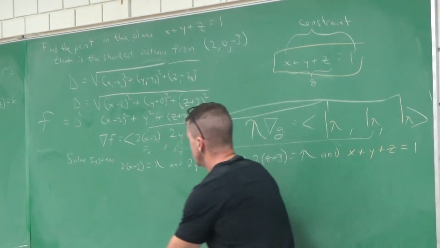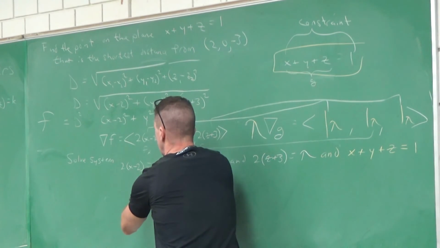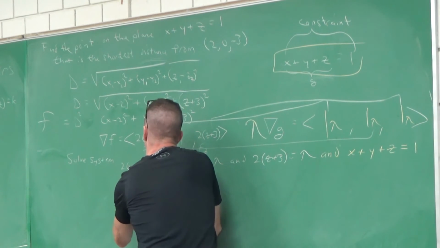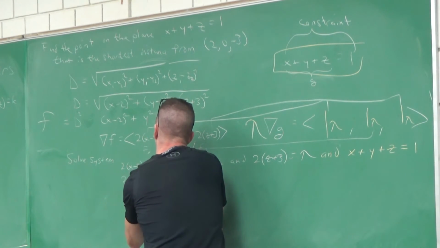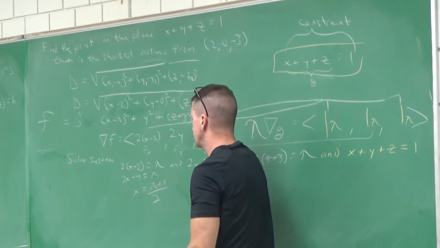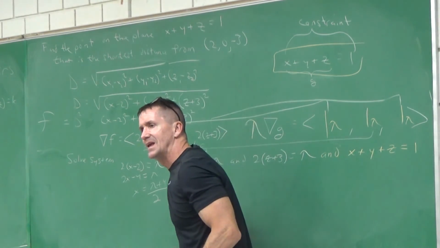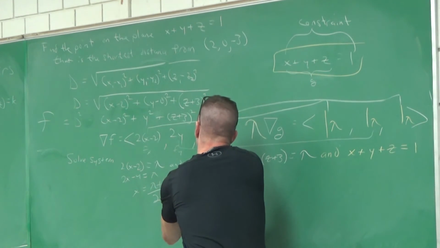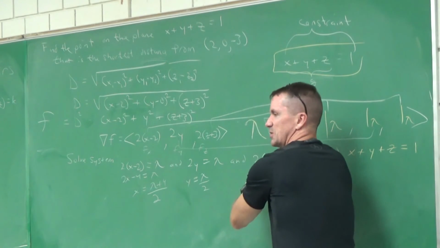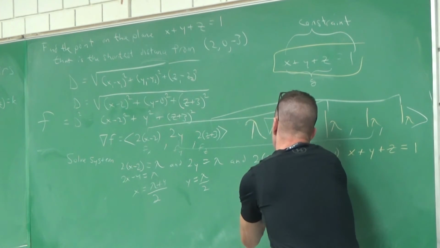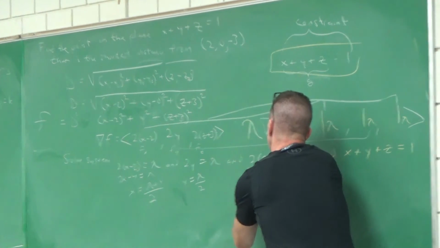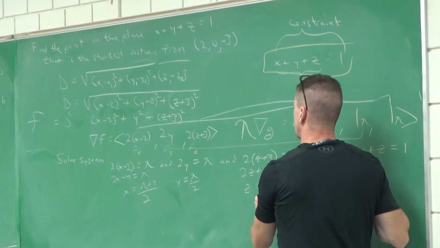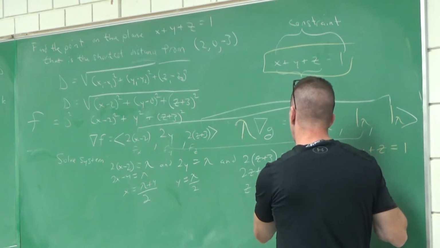Let's do it. So 2x minus 2 distributed, 2x minus 4, equals lambda. What's x? Lambda plus 4 over 2. Did I do it right? Yeah. Thank you. What's y equal to? Lambda over 2. Alright, what's z equal to? I gotta distribute this first. 2z plus 6 equals lambda. So z equals lambda minus 6 all over 2.